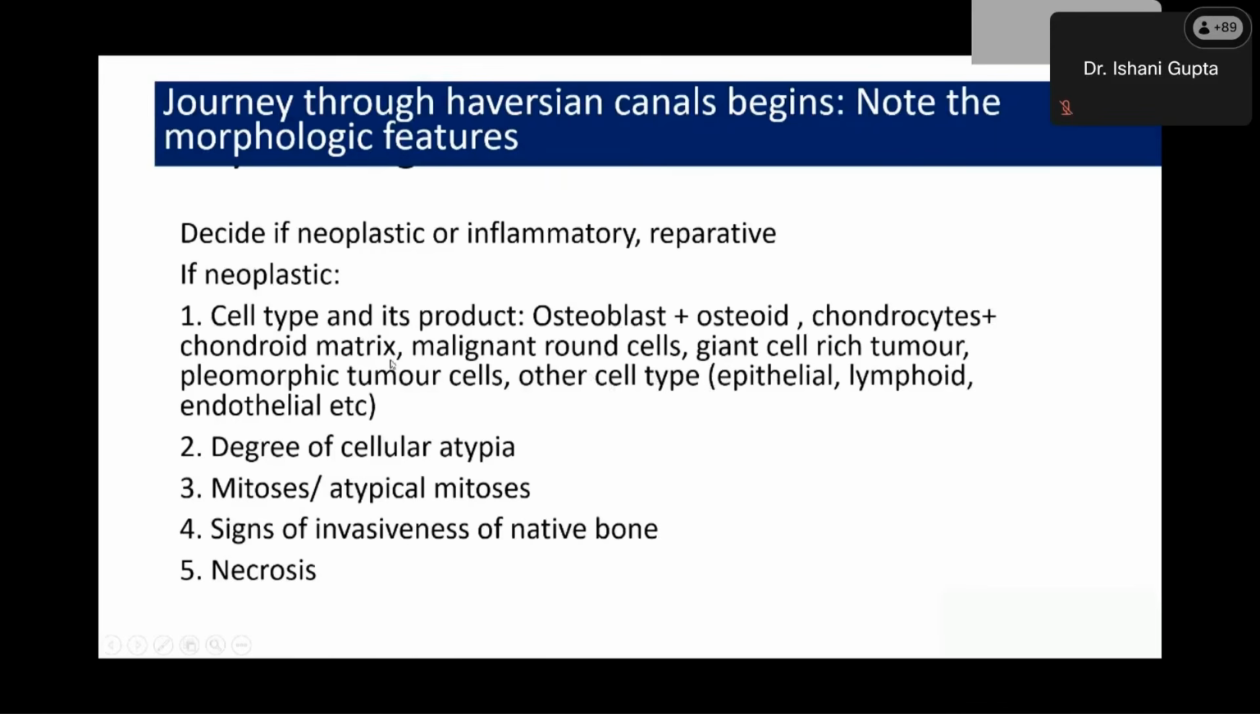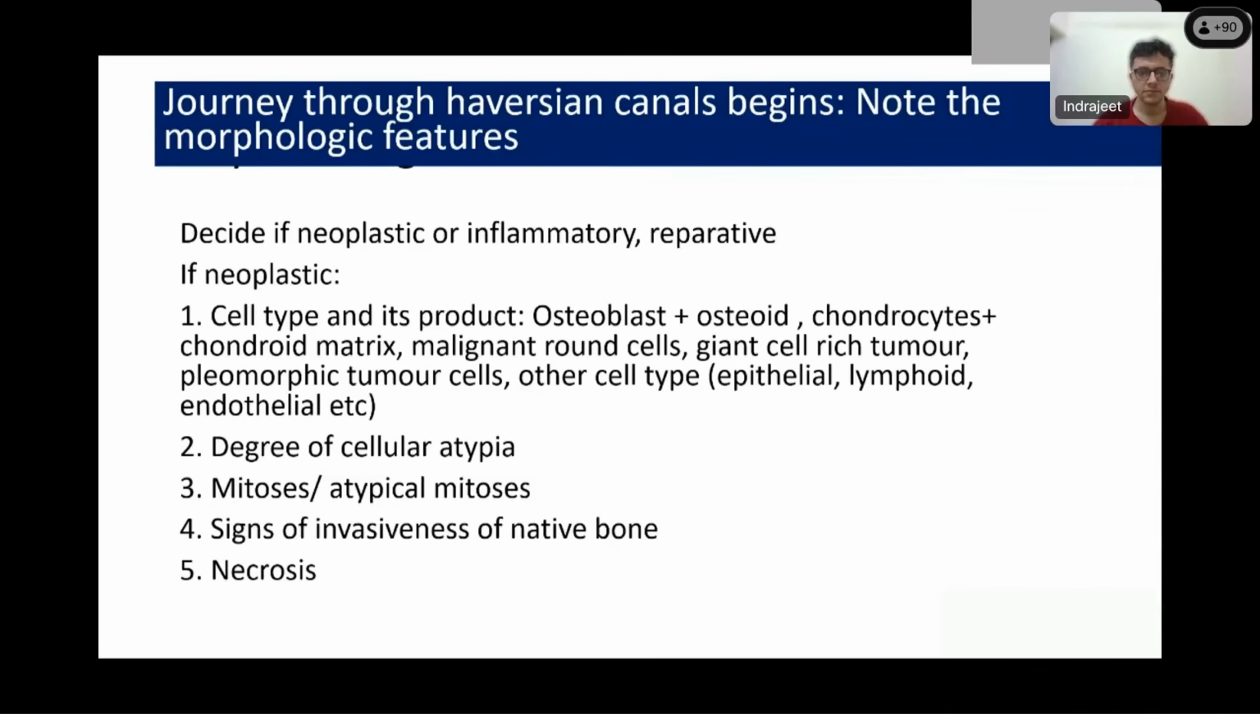Then you should see how the tumor cells are. Is there any anisonucleosis? Is there any atypia? And then, is there any other cell type rather than the osteoblastic, chondroblastic, or round cells? Do the cells have any other morphology which would suggest that they are non-osteoblastic, non-chondroblastic, like epithelial, lymphoid, or of endothelial lineage? All these thought processes should come to your mind at the first glance.